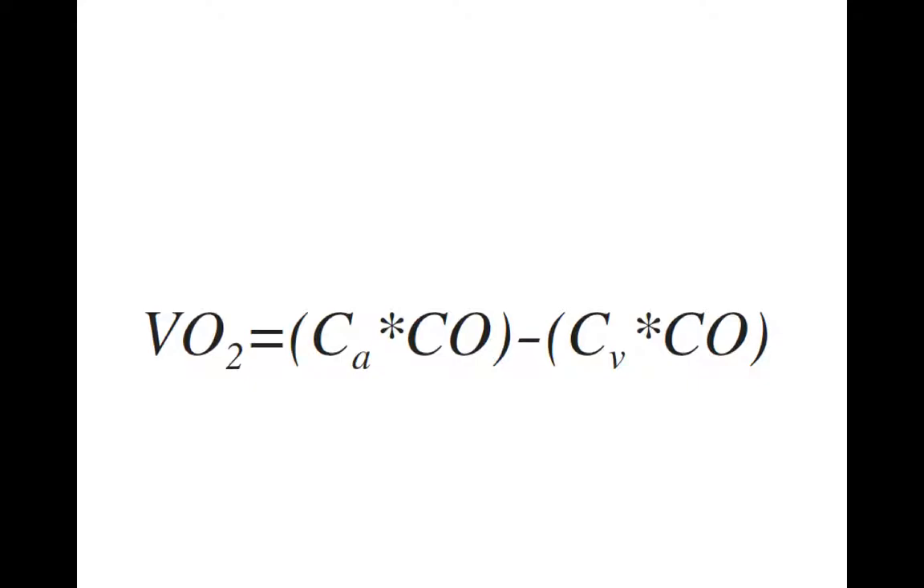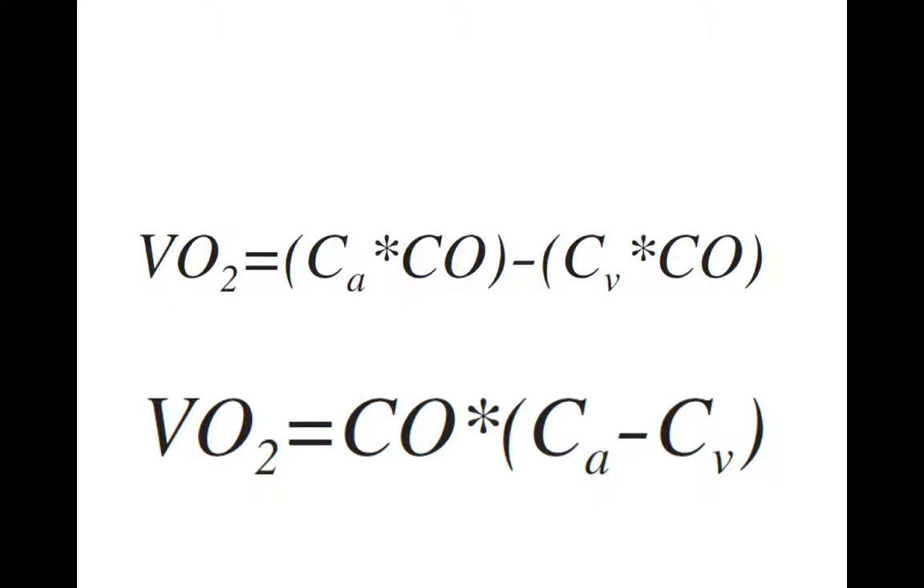Now this should start looking familiar to you. Oh yeah, well, with a little bit of rearrangement, we actually have Fick's principle. So let's do that rearrangement really quickly. When you have two terms here that are both being multiplied by the cardiac output, we can factor out the cardiac output. And so we get this. VO2 is cardiac output times Ca minus Cv.